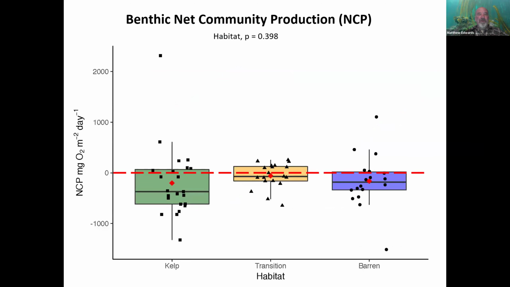And we look at that zero mark, which is where the red hatched line is. Above the zero mark, we have net primary production. Below the zero mark, we have net respiration. And right on that zero mark, it balances. This really shocked me, and it really rocked my world when I got these data back. I found that there was no effect of the kelp forest loss on net primary production.